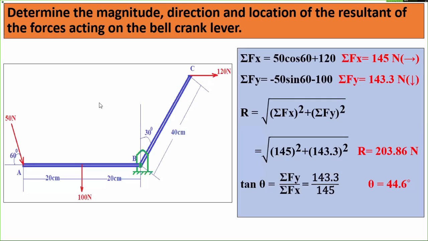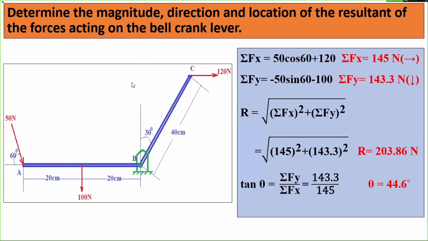Moment is the product of force and perpendicular distance. Now here the angle is given as 30 degrees. If I extend this 120 Newton force, I will get a right angle triangle. So what is the height of that right angle triangle? If I take cos 30, cos 30 is equal to the vertical distance divided by 40. So the vertical distance is 40 cos 30. This vertical distance between the 120 Newton force and the point B will be 40 cos 30.